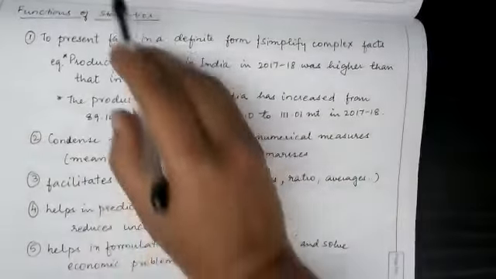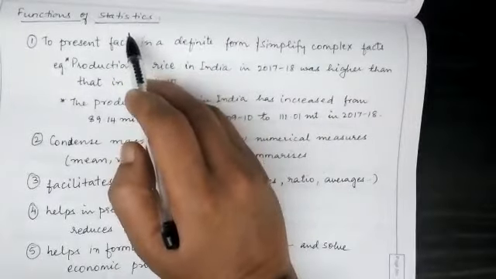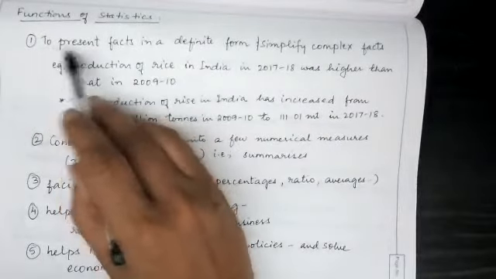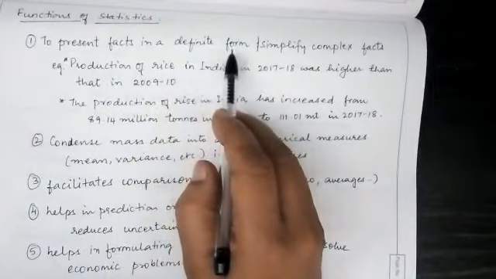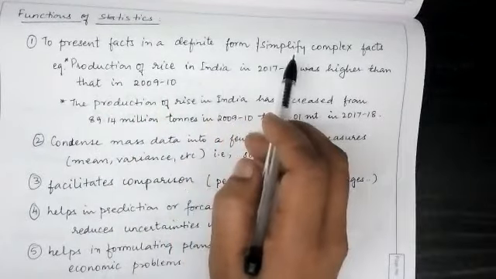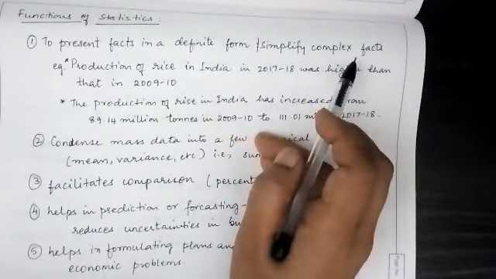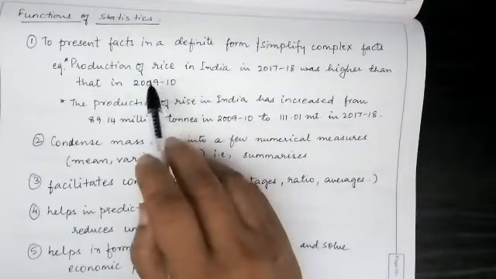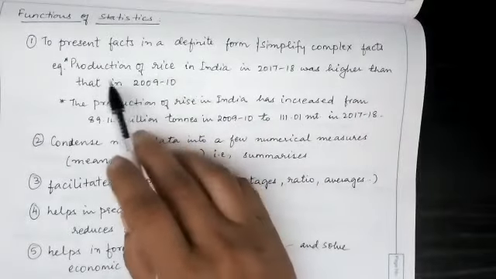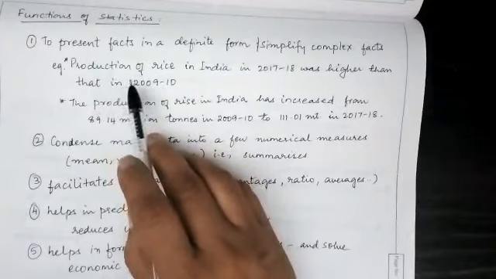Now let's learn what are the functions of statistics. The first function is to present facts in a definite form, or simplify complex forms. What does it mean? Let's look into an example.